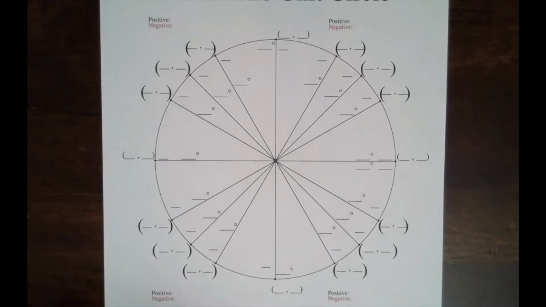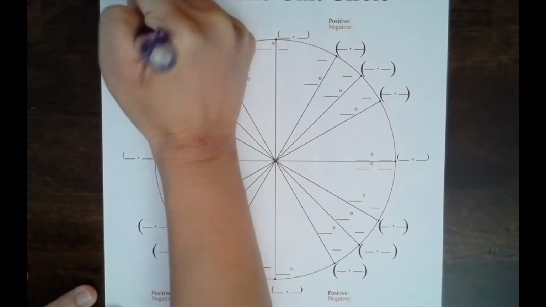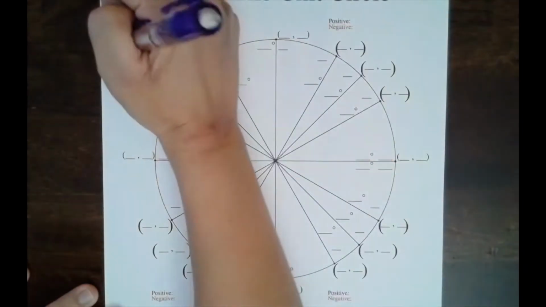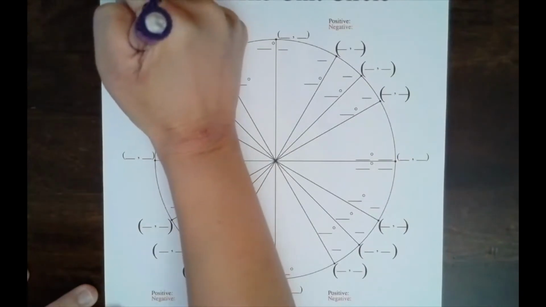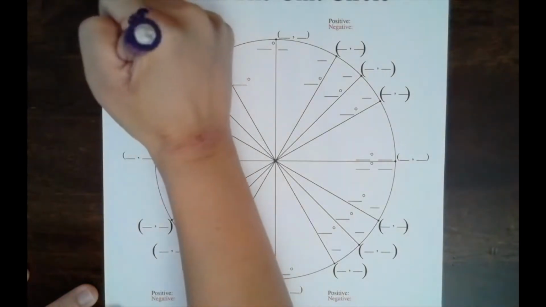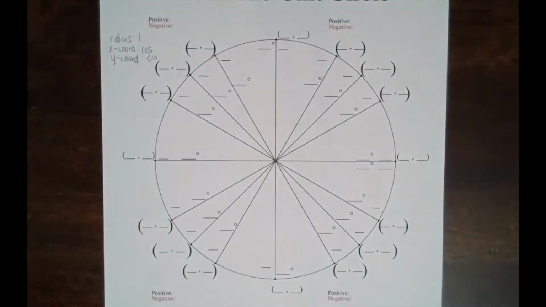So a unit circle is a circle with radius 1, and we have coordinates for each angle here. The x-coordinate is the cosine of the angle, and the y-coordinate is the sine of the angle. Okay, so we know some special angles already.